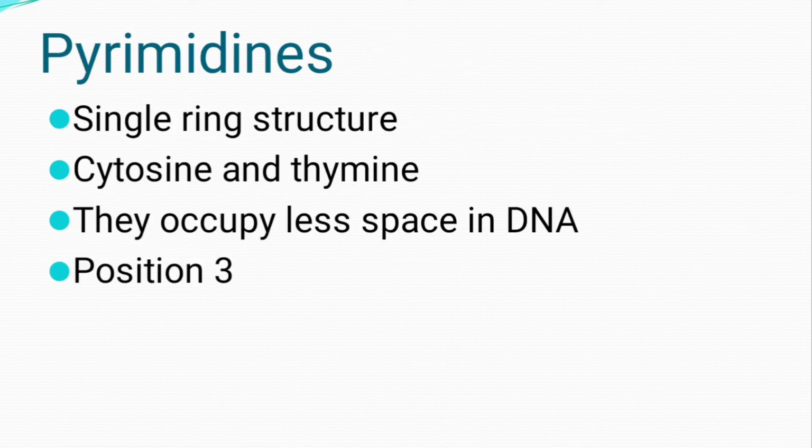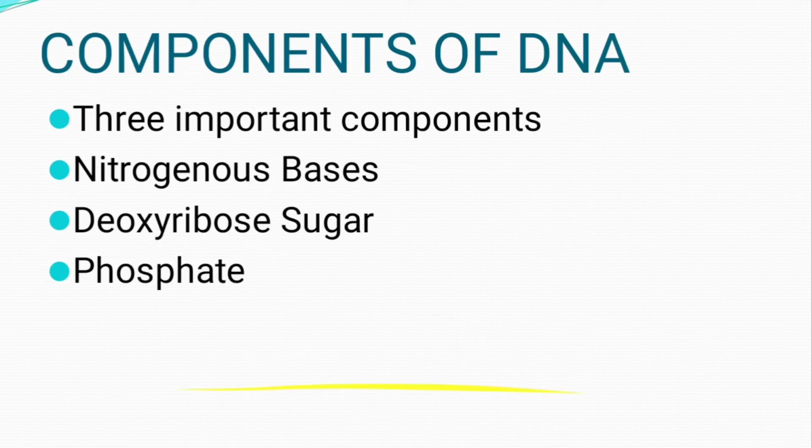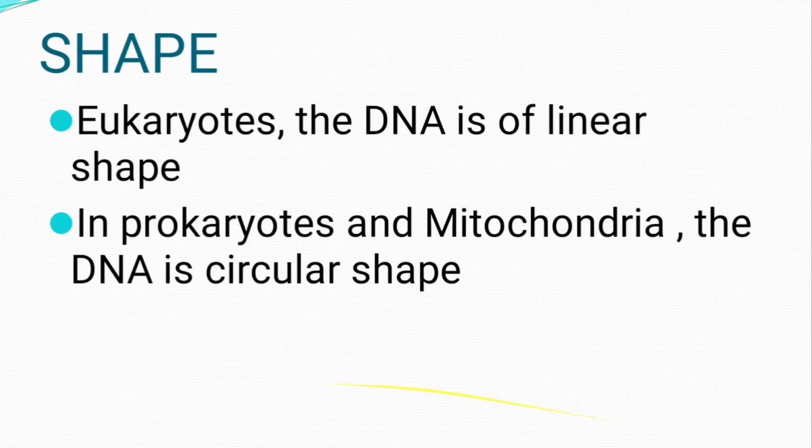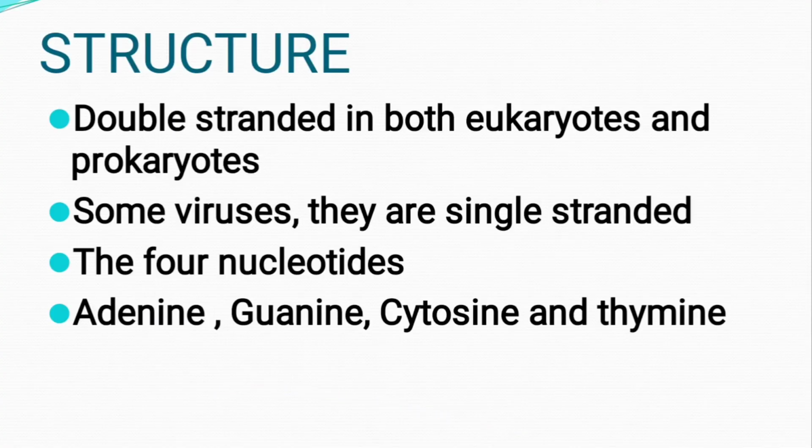Pyrimidines, they have a single ring structure, very important, single ring structure, and it is composed of cytosine and thymine. They occupy only very little space in the DNA structure. If you see that model, cytosine and thymine will occupy only less space, and their position in the deoxyribose sugar is at the third position.